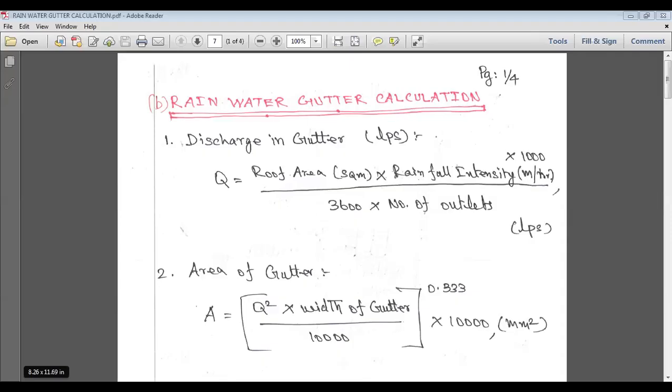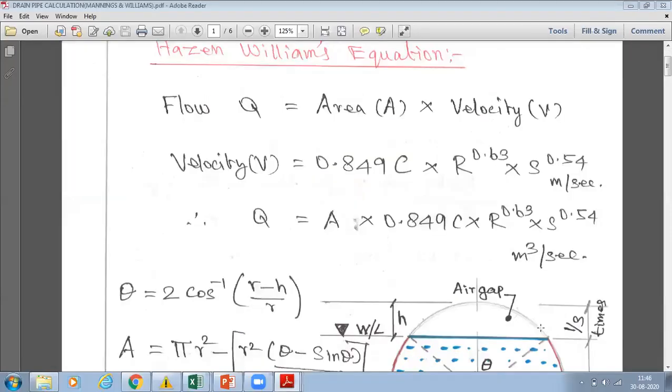Hello? The screen is not visible. It's on the rainwater calculation. One minute, I will check. Now it is visible? Yes, sir. Okay.